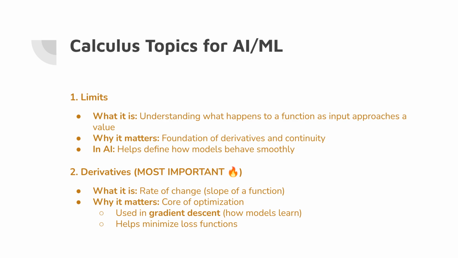This video covers the essential calculus topics for success in AI and machine learning. First, we have limits, which is the foundation of derivatives and continuity, and helps define how models behave smoothly. Derivatives are the most important topic, representing the rate of change or slope of a function. They are core to optimization and used in gradient descent to minimize loss functions.